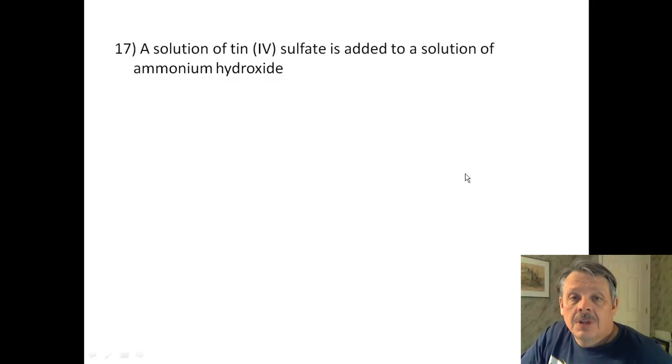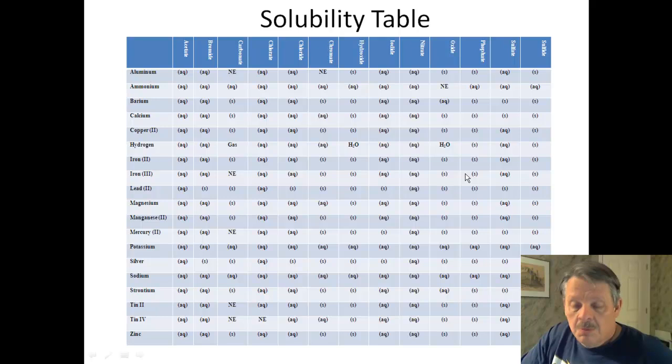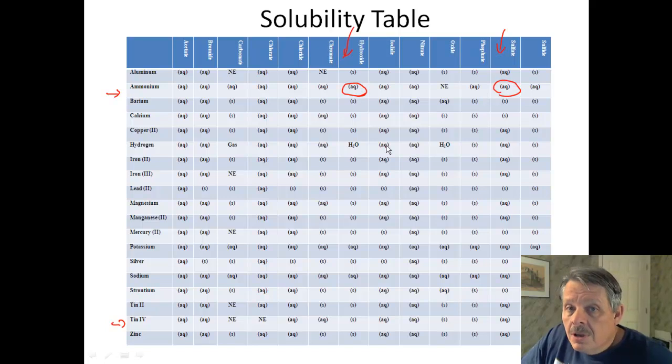Alright, that's number 16. How about number 17? Let's see, we have tin sulfate and ammonium hydroxide. So it's tin 4 sulfate and ammonium hydroxide. There's hydroxide and there's sulfate. So we have ammonium hydroxide's aqueous and ammonium sulfate's aqueous. And, ooh, there's tin. There's a solid down there. We have an aqueous over there.